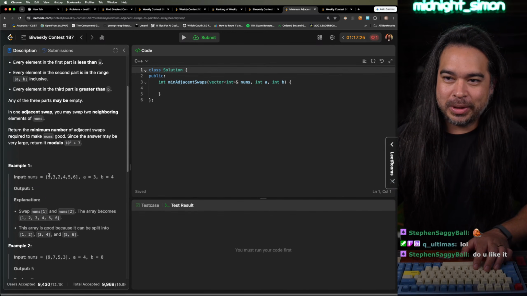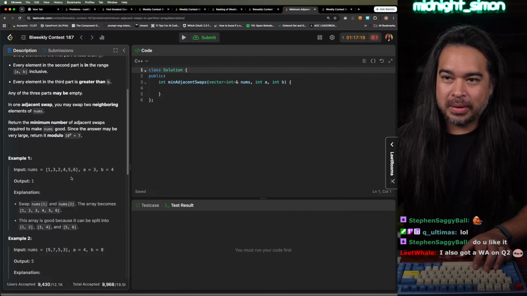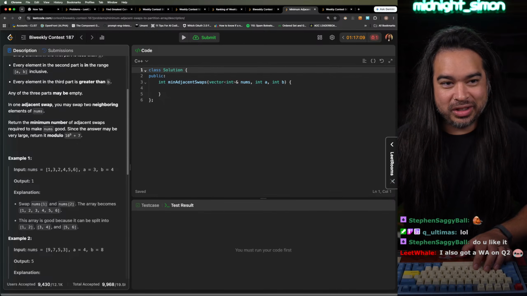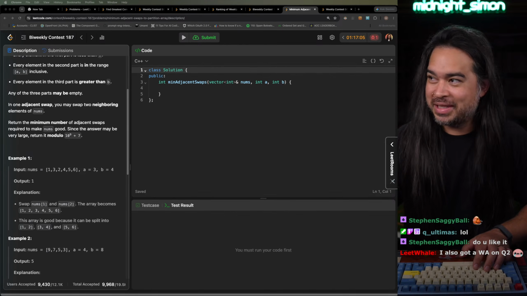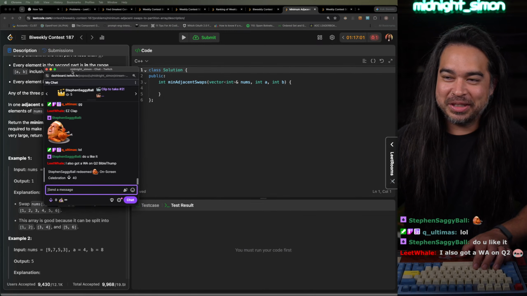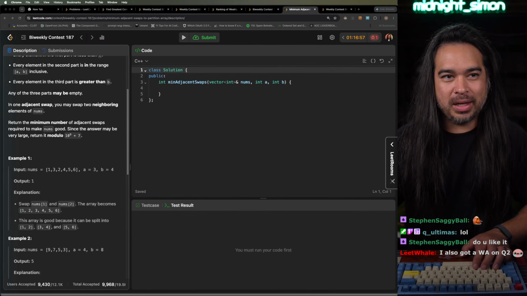Alright, example 1. One swap only. You swap these two numbers. What just happened again? You redeem the same thing? What? I also got wrong answer on Q2. Dang. Same problem, the edge case with n equals 1.